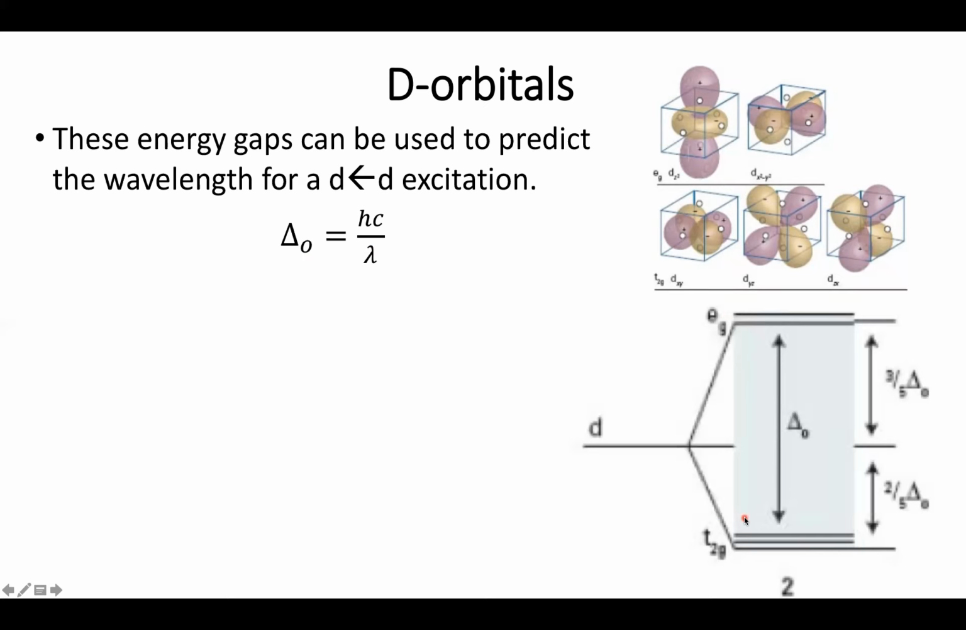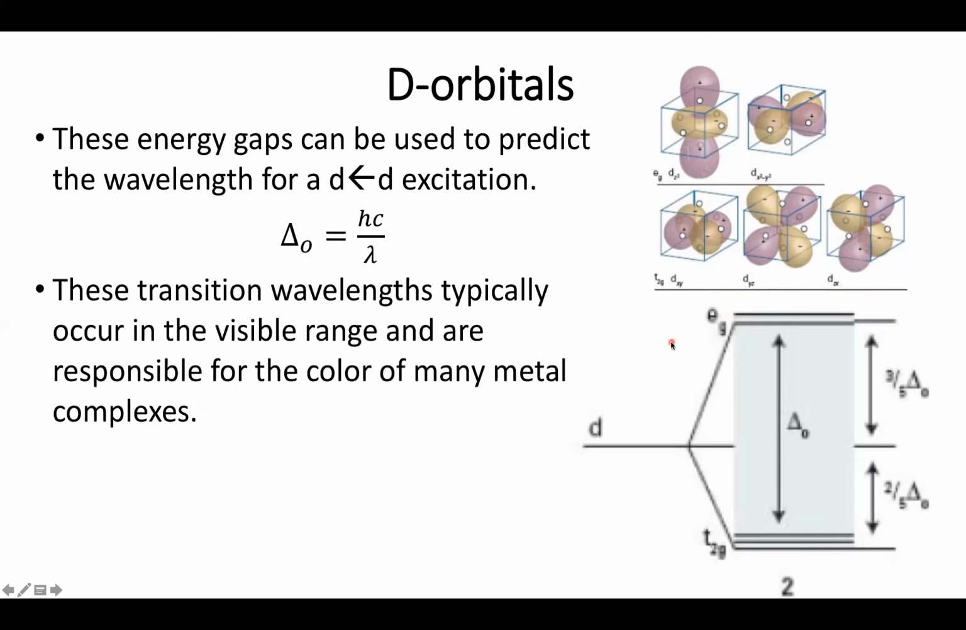Now, one of the other very useful things about these field splitting parameters is this energy gap often ends up occurring somewhere in or near the visible range. And this is actually really useful. And it's one of the reasons why so many metal compounds tend to be colored. It's due to these d to d transitions, which is actually quite cool.